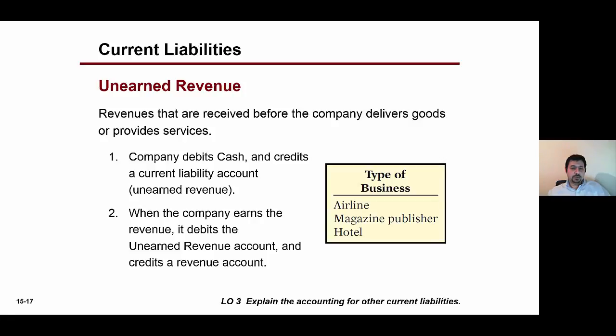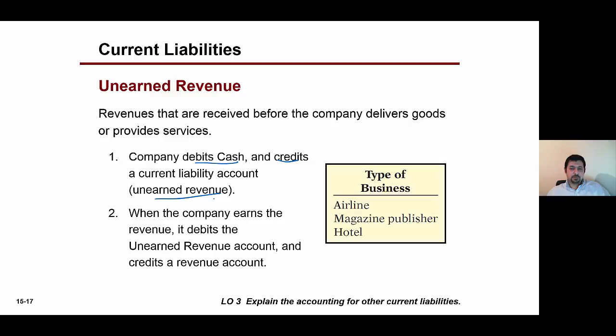As a result, the company will debit cash and credit unearned revenue, which is a liability account. It's a current liability account because the company now owes this to the customers, owes a service or a product or something like that. And if you remember, we gave the example before of sports tickets, for example, tickets for games, etc.